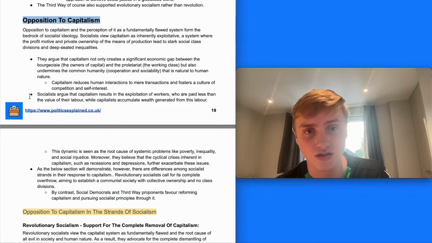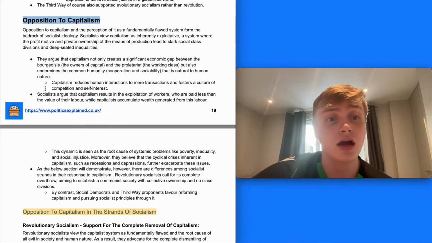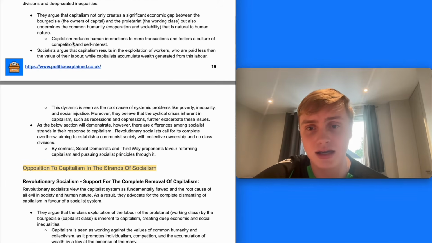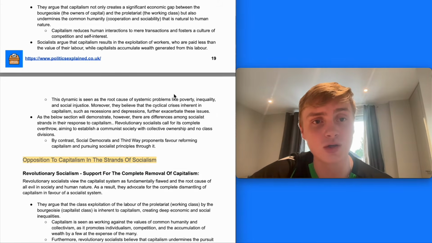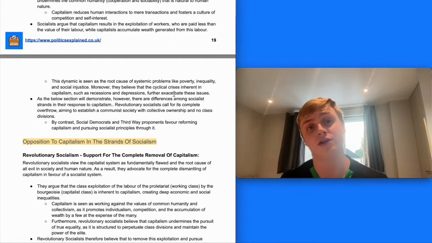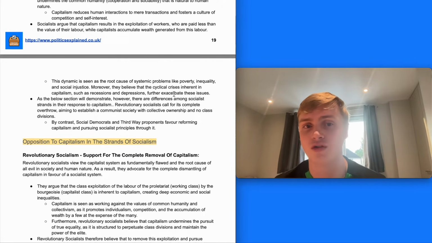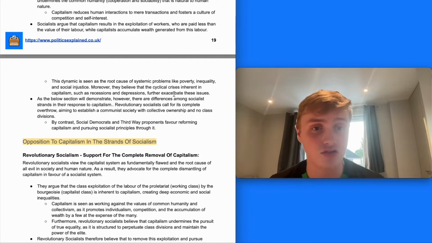So they see it as inherently exploitative and a system where the profit motive and private ownership of the means of production lead to stark class inequalities and class divisions. They argue that capitalism not only creates a big gap between the bourgeoisie and the proletariat, but also undermines common humanity, the natural cooperative and social nature of humans. So it results in the exploitation of workers who are paid less than the value of their labour, whilst the capitalists accumulate wealth generated from this labour, and this is seen as a root cause of systemic problems in society, including poverty, class oppression, inequality, and a lack of social justice.